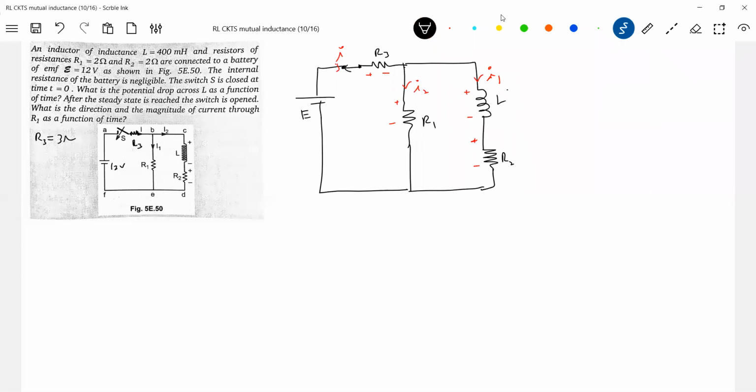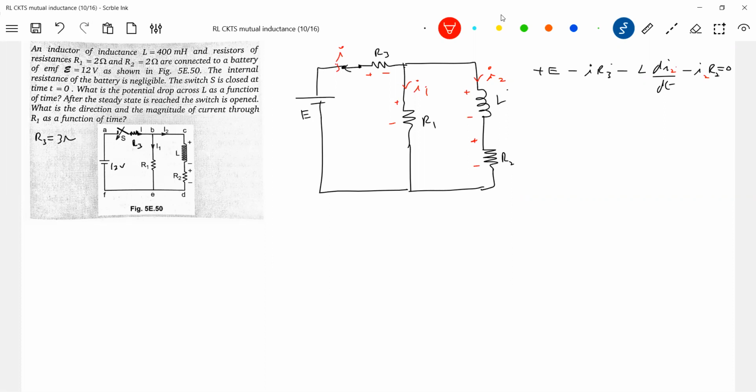So let's write the equation. Plus E minus IR3 minus L di1 by dt minus I1 R2 equal to 0. Symbols, let me take accordingly. We can't integrate because I and I2 are there. So I should be eliminated. So I'll write one more loop equation here.